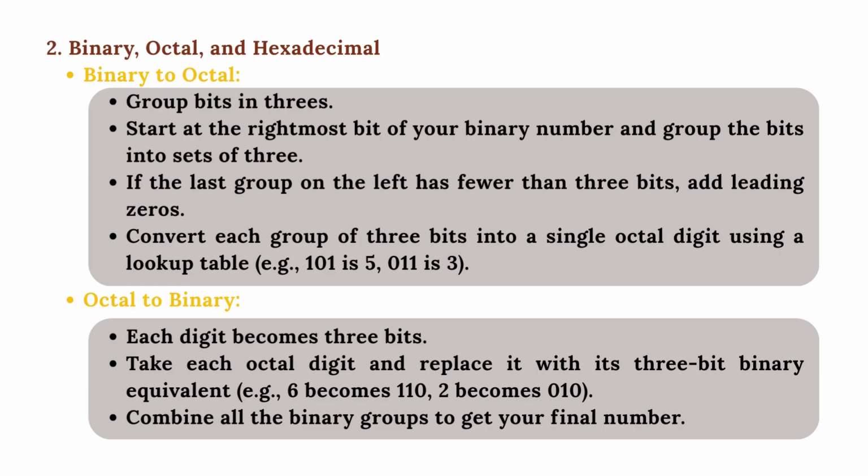Octal to binary, each digit becomes 3 bits. Take each octal digit and replace it with its 3-bit binary equivalent. For example, 6 becomes 110, 2 becomes 010. Combine all the binary groups to get your final number.